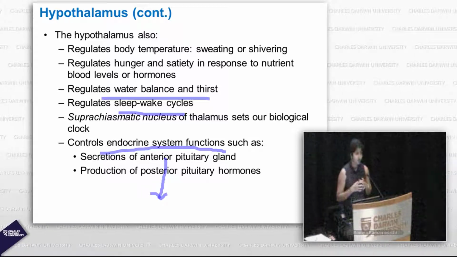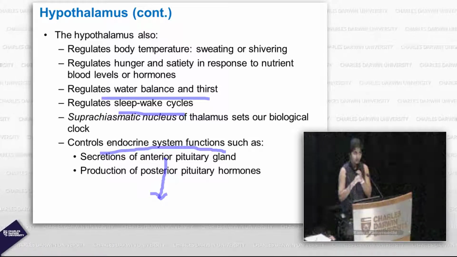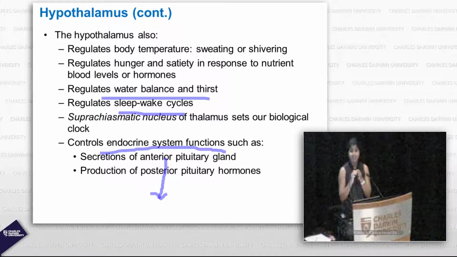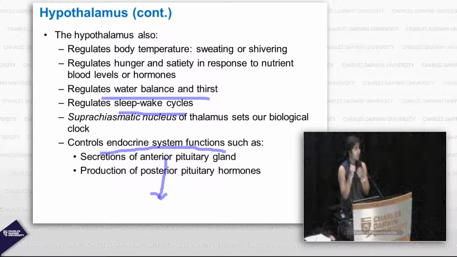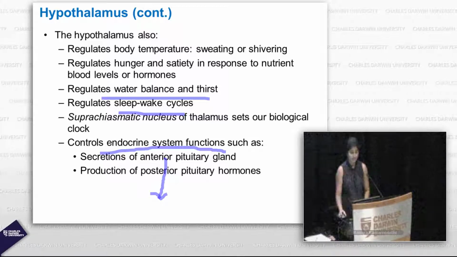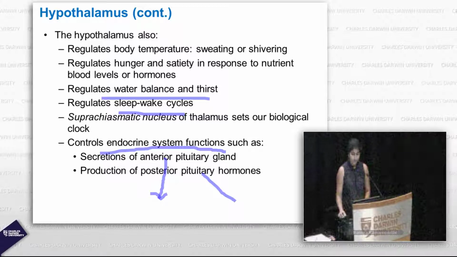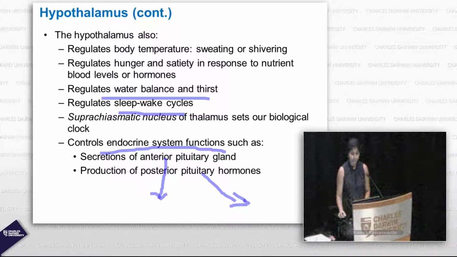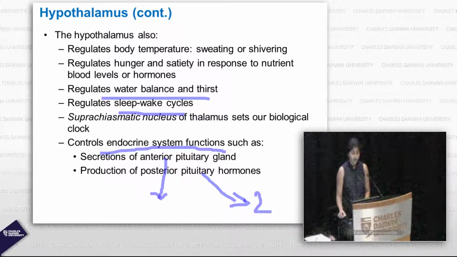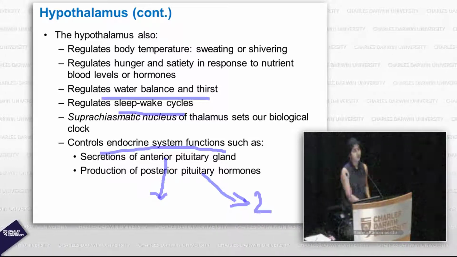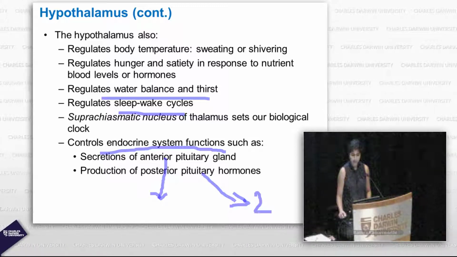Most of your TSH, growth hormone, FSH (follicle stimulating hormone), and prolactin are actually secretions of your anterior pituitary. The posterior pituitary only secretes two important hormones. One is ADH, or vasopressin, and the other is oxytocin. That's controlled by your posterior pituitary. That's just for your interest.